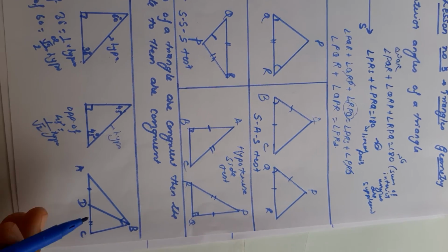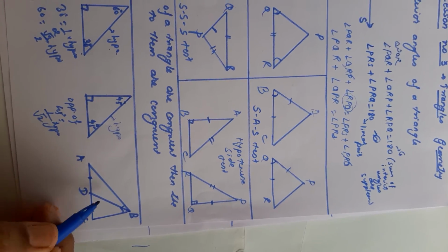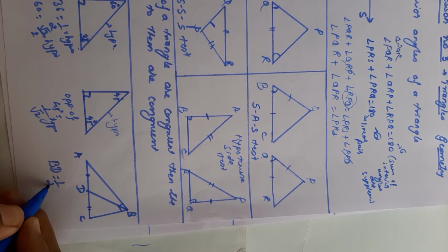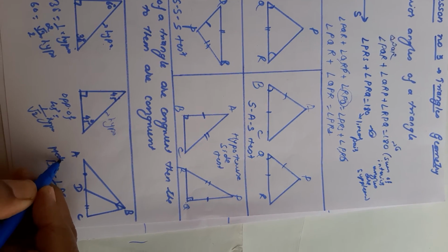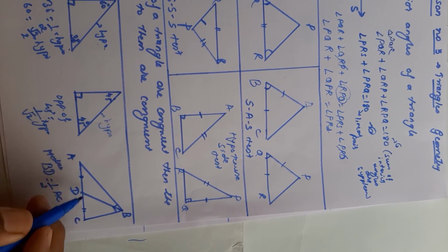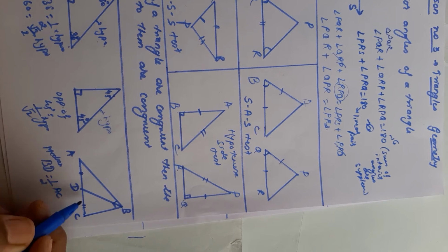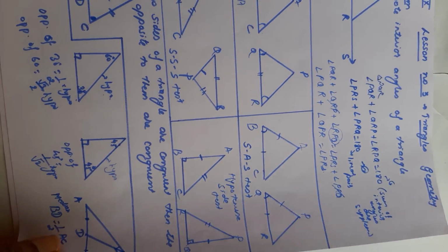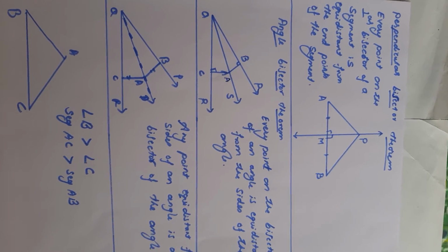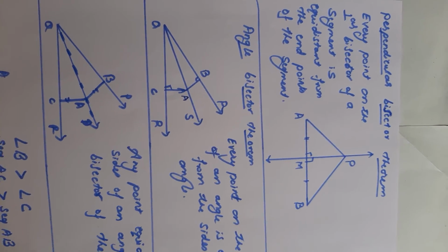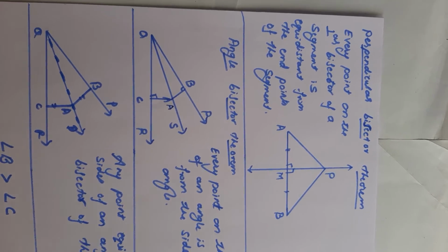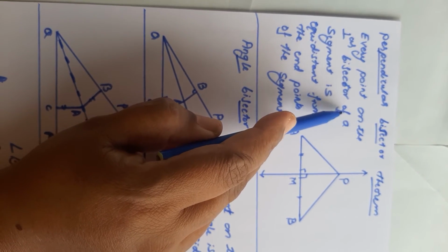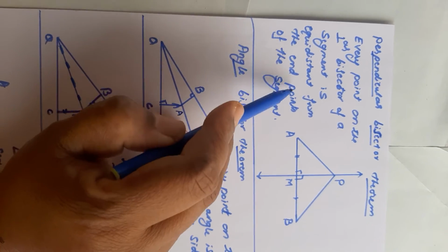Now next, I have drawn the median BD. When there is a right angle triangle, the median BD is half of AC. This is the median. You can see that the segment is divided into halves, and BD is the median. Understand, students? Now next I will explain the perpendicular bisector theorem. Every point on the perpendicular bisector of a segment is equidistant from the endpoints of the segment.